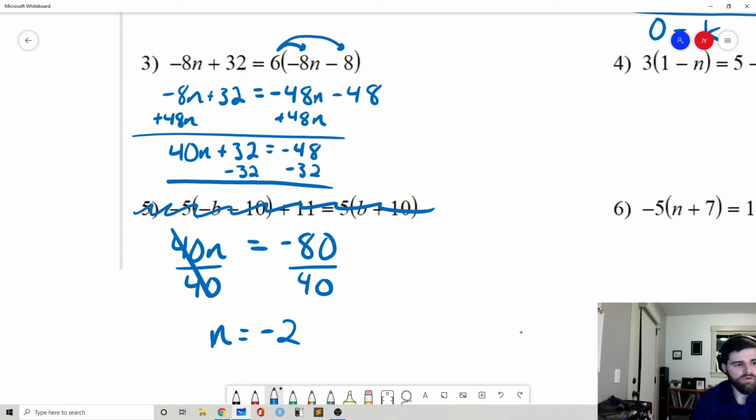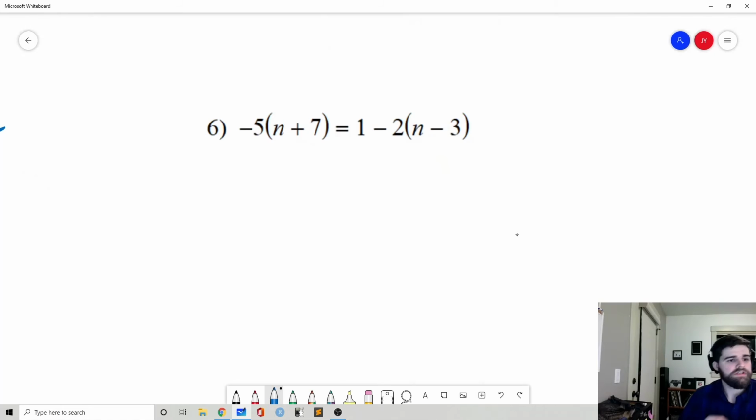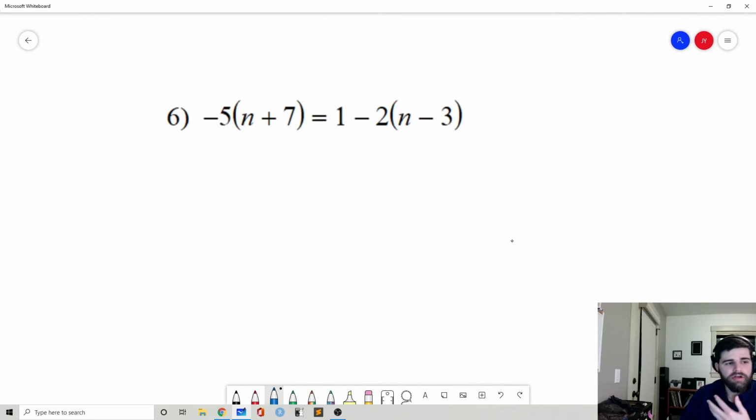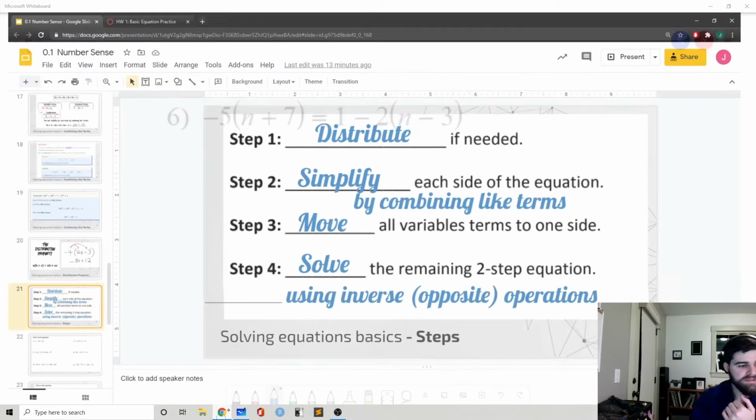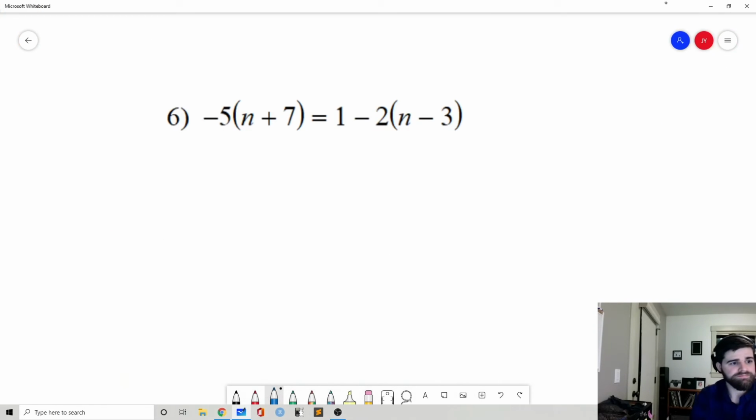All right, let's do one more here. Since we scratched that out, let's go over here to number 6. All right, so lots of stuff going on in this one. We've got 2 sets of parentheses on both sides of the equation. So I want to deal with those first, and then we can simplify by combining like terms. Again, this step-by-step approach is always really helpful to know what to do first. All right, so let's distribute.